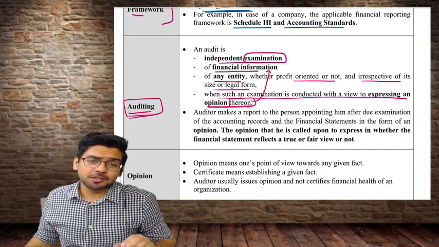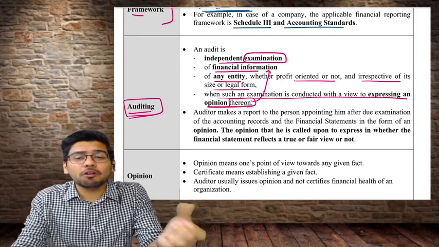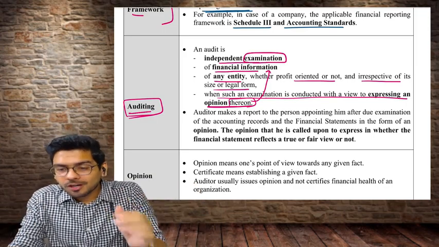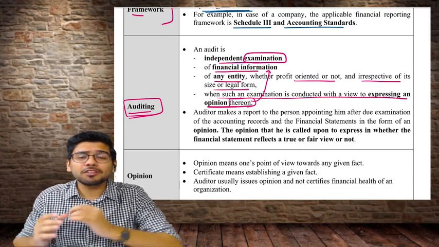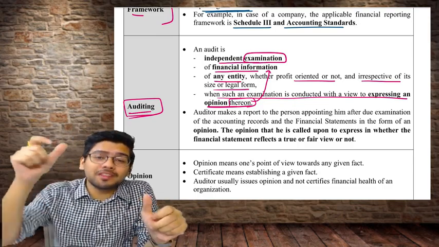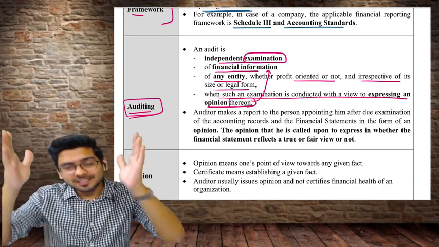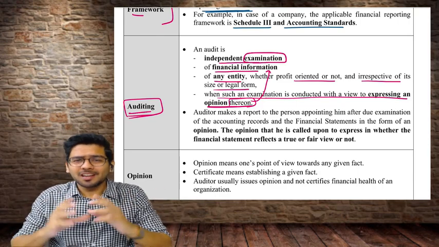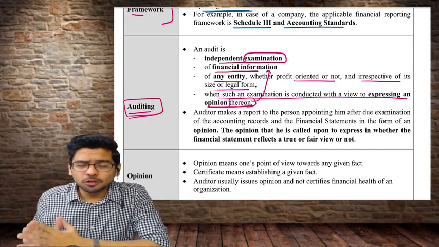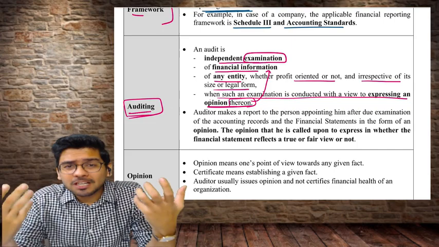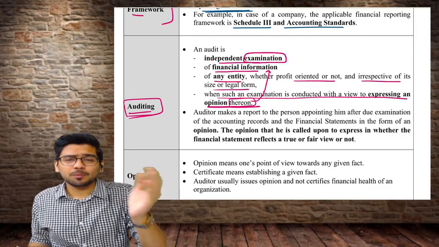Again, let me read the definition. Auditing is basically an independent examination of financial information of an entity, whether profit oriented or not, and irrespective of its size or legal form. Why is this examination conducted? With a view to express an opinion thereon, on the financial information. The auditor is going to express an opinion that the financial statements are okay, correct. I'm just using layman terms here; we will understand the technical terms later. But he checks the financial statements in order to express an opinion that the financial statements are correct.